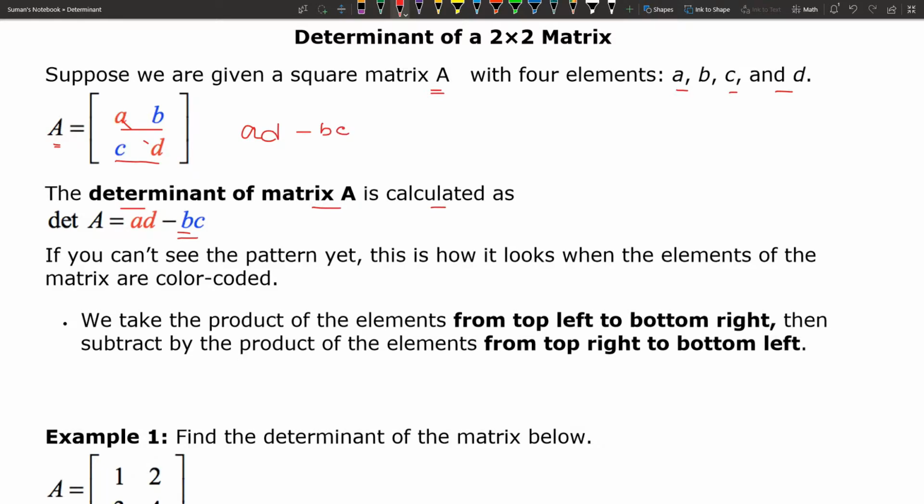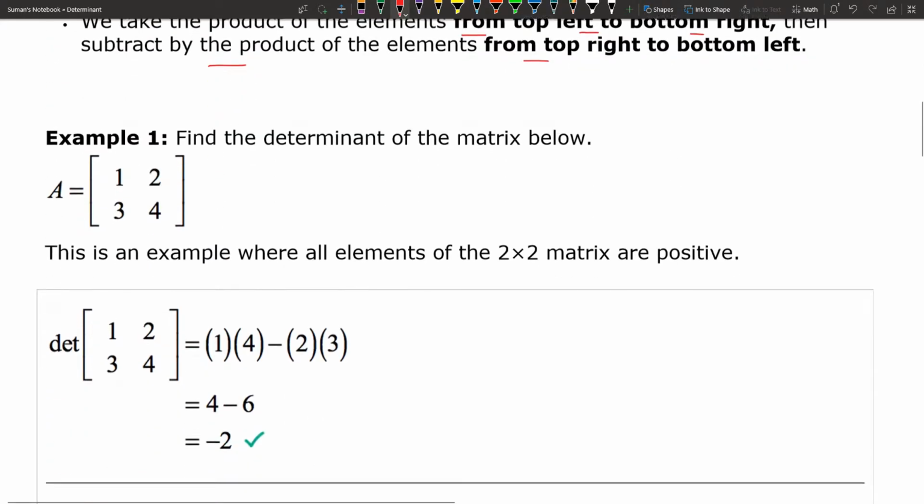If you cannot see the pattern yet, this is how it looks when the elements of the matrix are color coded. So practically, to find out the determinant of a 2 cross 2 matrix, we take the product of the elements from the top left to bottom right, then subtract the product of the elements from the top right to bottom left. So let us check the determinant of a 2 cross 2 matrix using some examples.